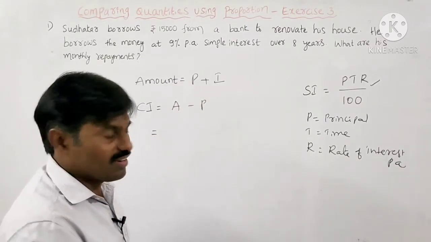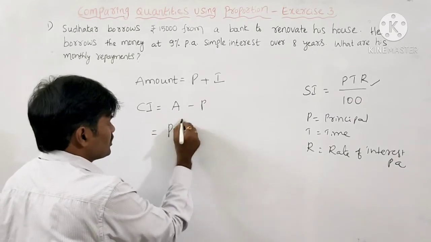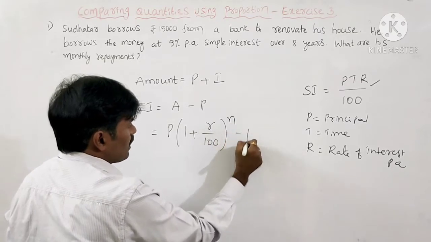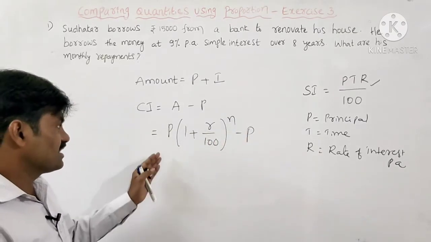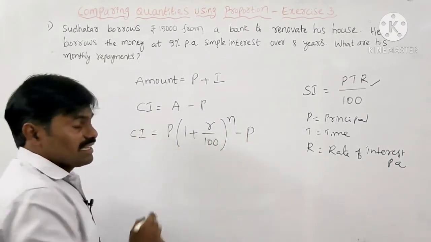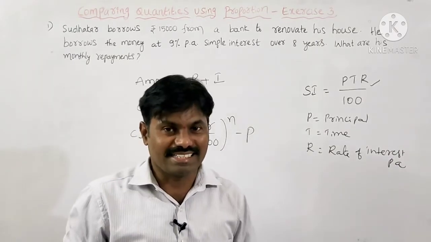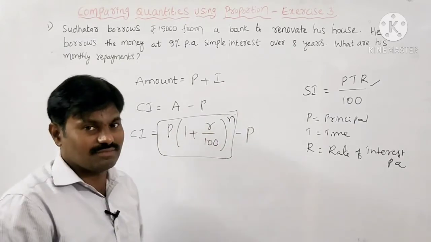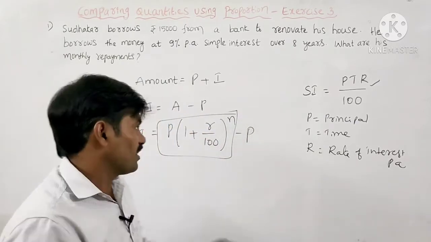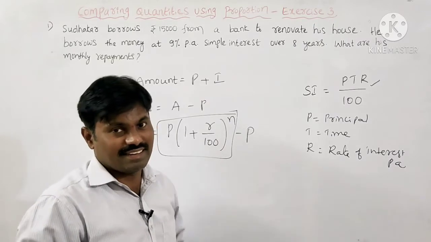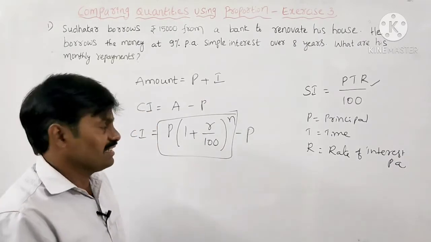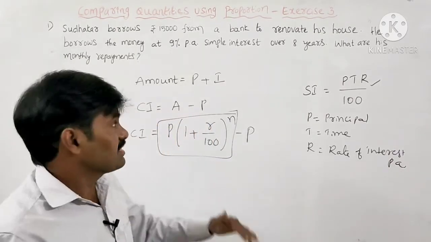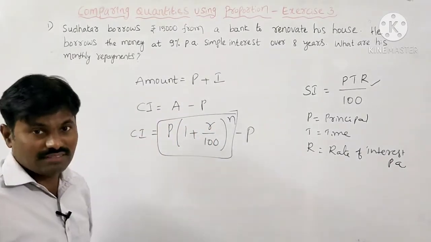In this case we know the amount formula: P into 1 plus R by 100 whole to the power of n, minus P. This is the formula to find compound interest, where P into 1 plus R by 100 whole to the power of n is the formula to find the amount, as we discussed in earlier classes. Now we are going to solve problems in this exercise. What is question number 1?